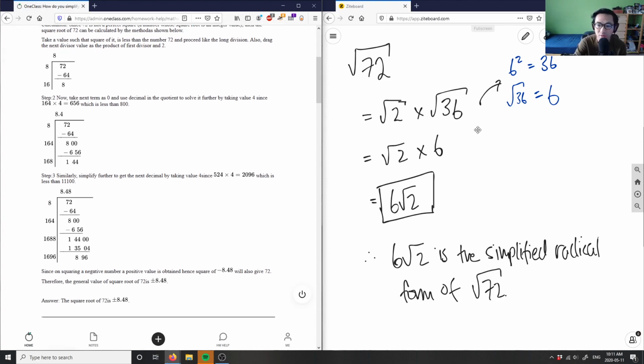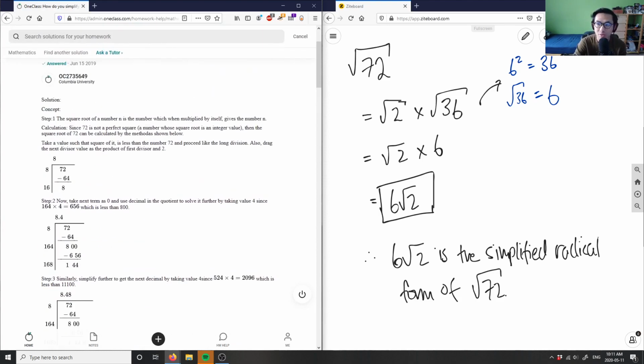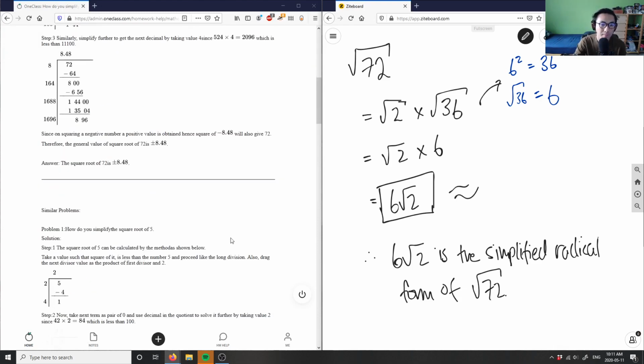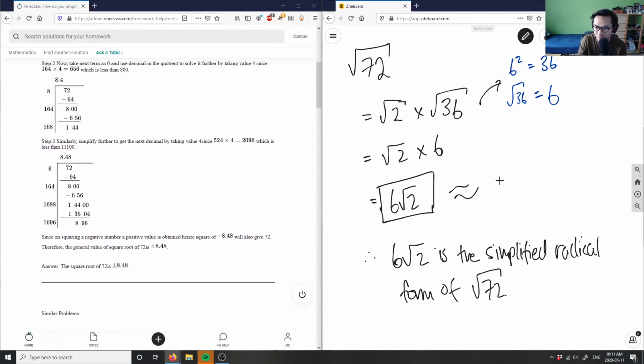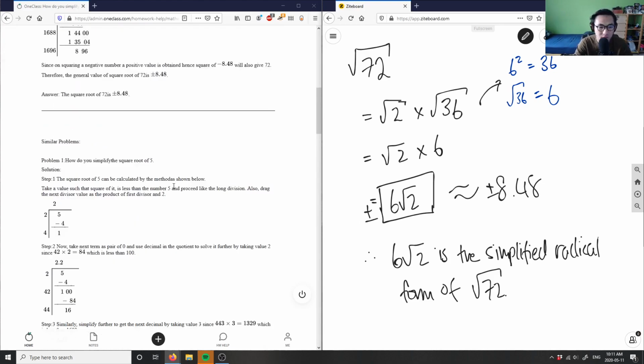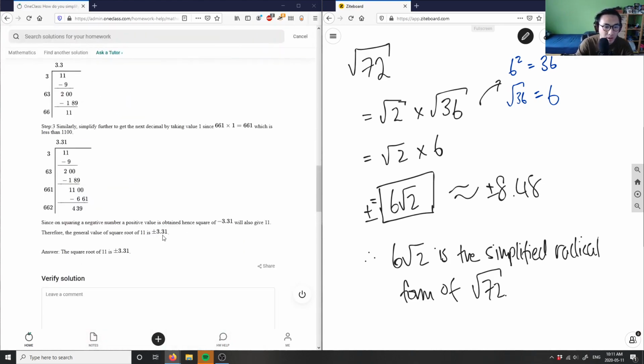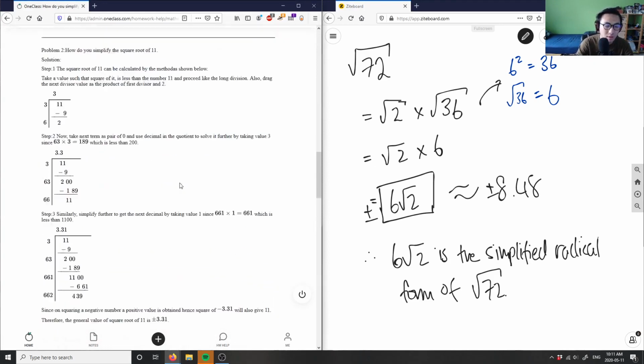So this solution here is correct, or you could do 6 root 2 here, and if you put this into your calculator, this is also approximately 8.48. So this solution here is correct. And you can say it's plus or minus if you really want to be specific, but this solution is correct. So it's either 6 root 2 or this long division solution.